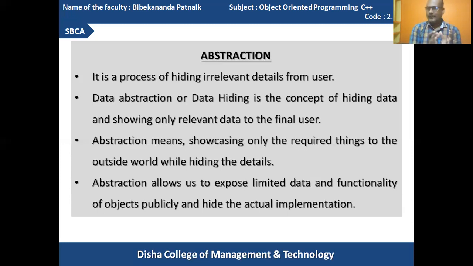So that's why abstraction means showcasing only the required, essential things to the outside world while hiding the details. Abstraction allows us to expose limited data and functionality of objects publicly and hide the actual implementation. Basically, it is all about hiding the irrelevant details from the final user or the normal user.